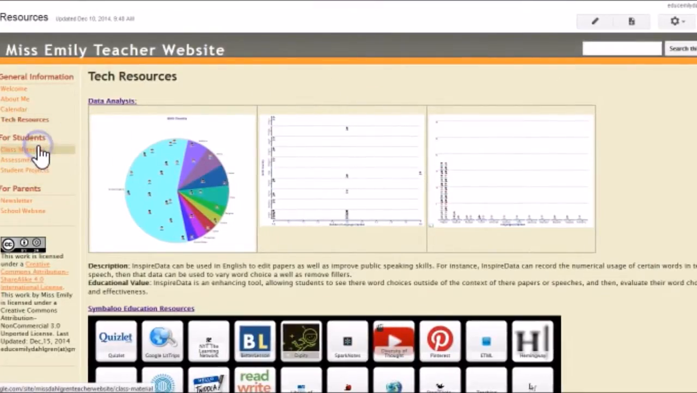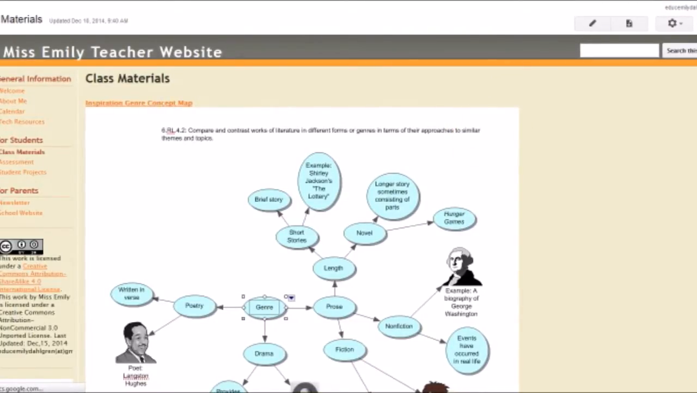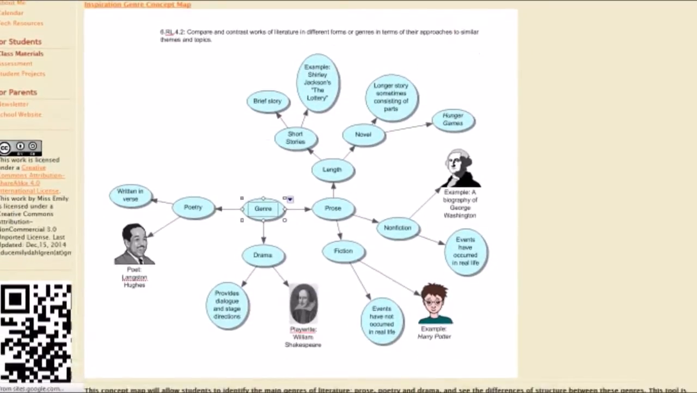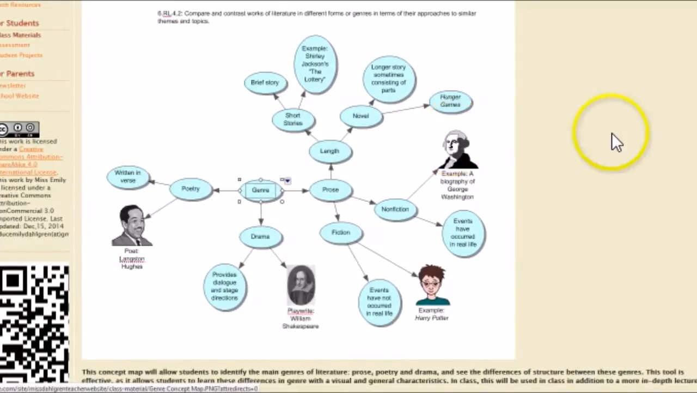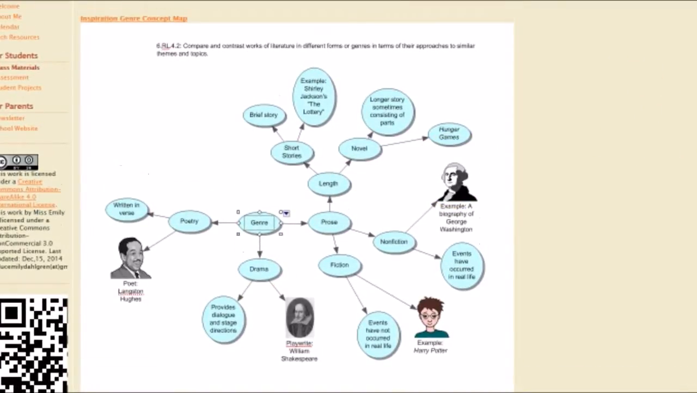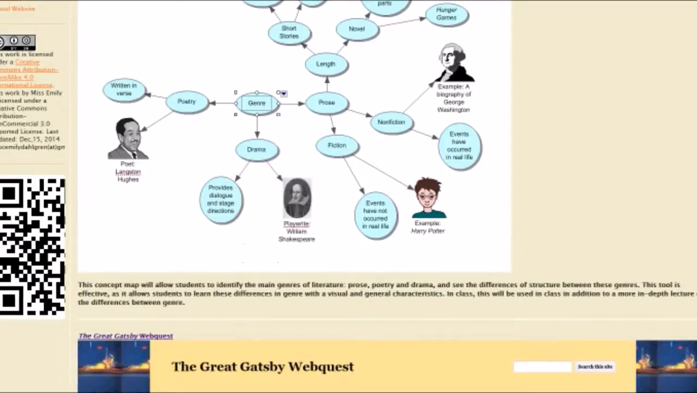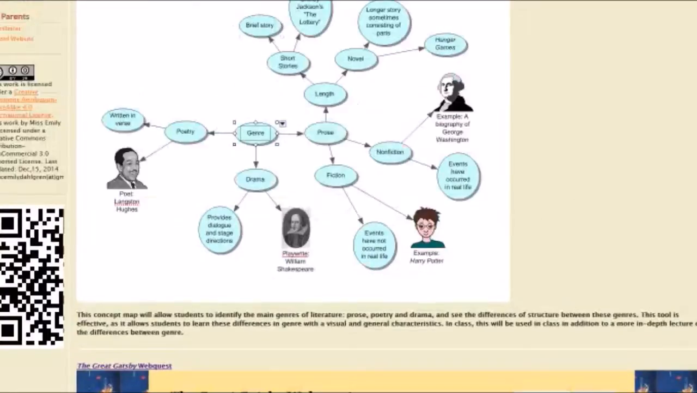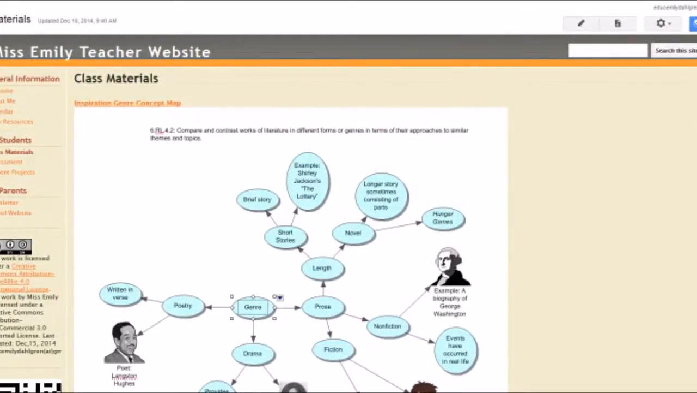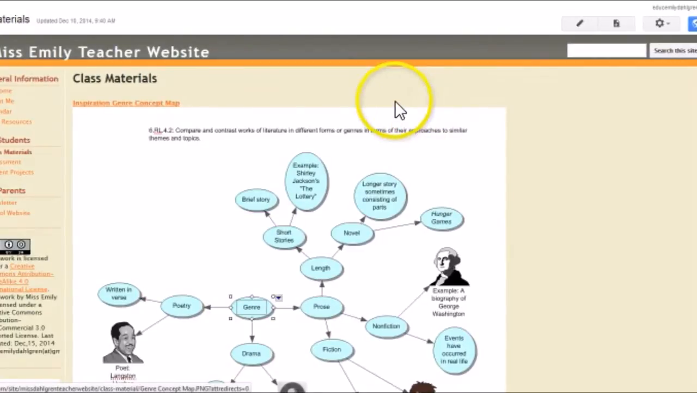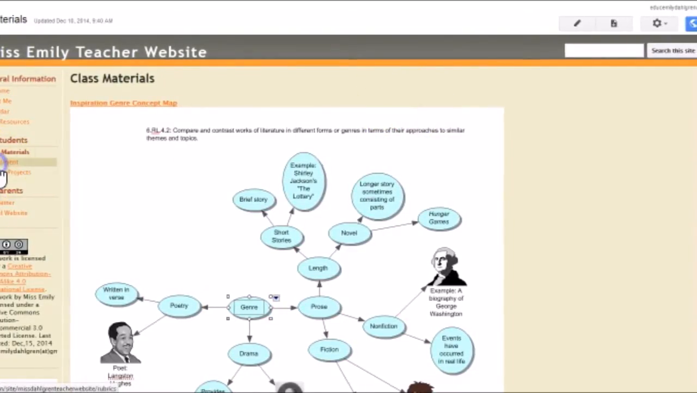For students, we have the class materials. Class materials page has a lot of different materials from class that are specifically important. Here I have a concept map of the differences between genre, and I'll put up important in-class activities and notes and everything here so my students can keep up to date even if they weren't in school that day or they just need a refresher. They can check that page.